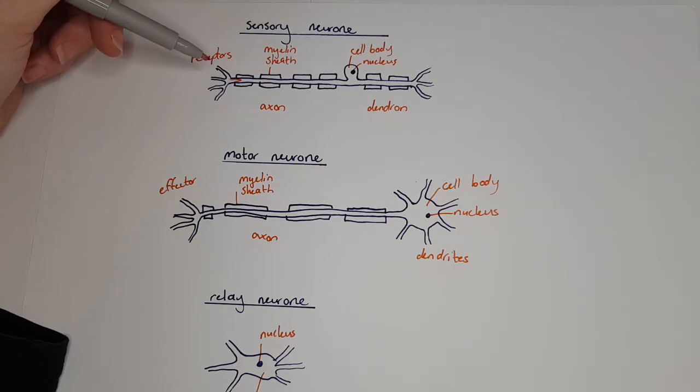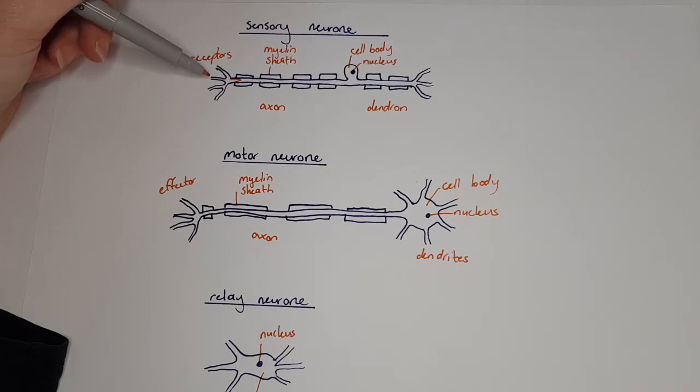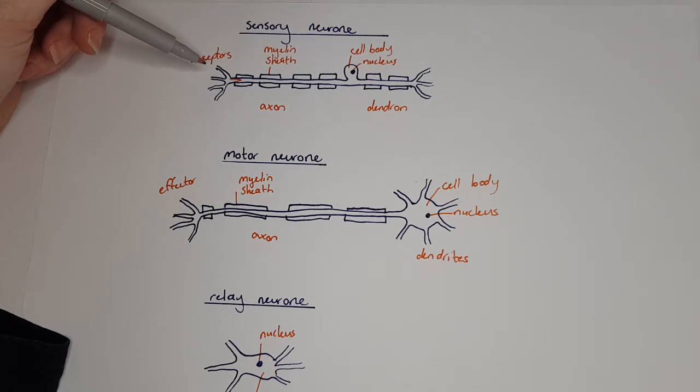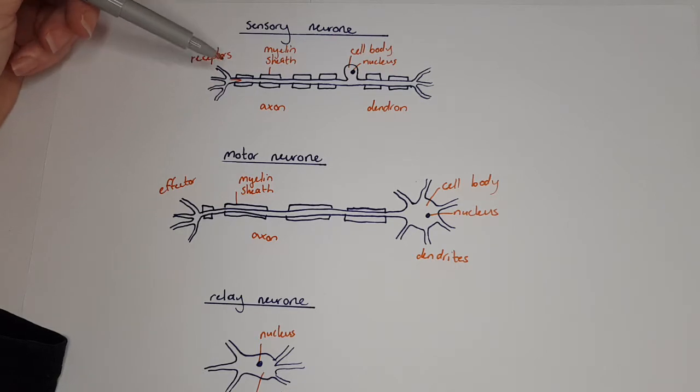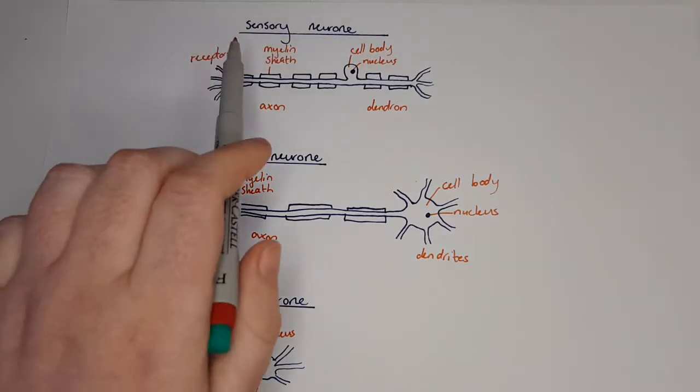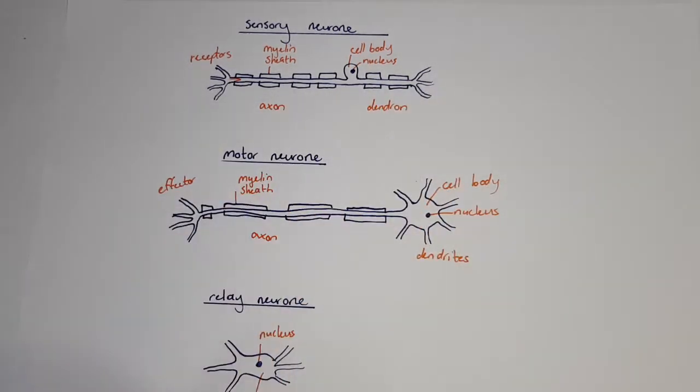So the sensory neuron would be in all your sense organs. For example, your skin and your fingertips, your eyes, things like that. Anytime that we want to be able to sense something. And you would have different types of sensory receptors, like pain receptors, temperature receptors, light receptors. They would pick up a stimulus and send the impulse through that sensory neuron.